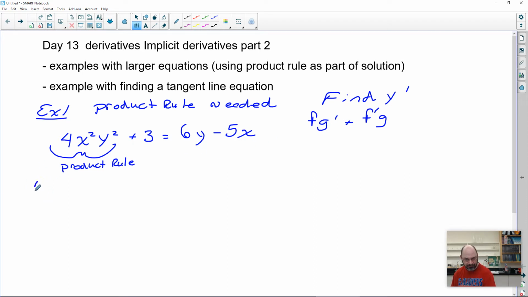So if we say that f is equal to 4x squared, f prime is 8x. If we say g is y squared, okay, then g prime is 2y, y prime. Don't forget to add that y prime after you do the derivative. Okay, and then we're going to now apply the product rule and then apply the derivatives to all of these.